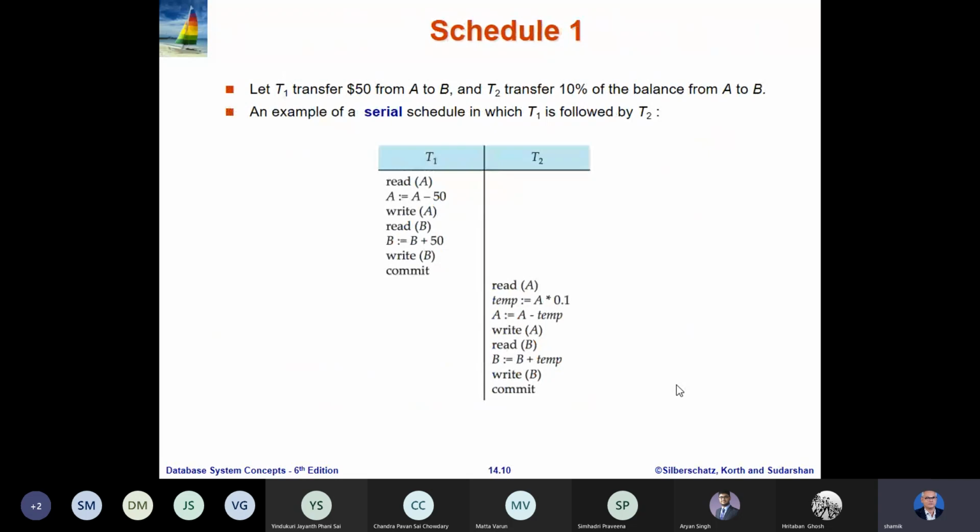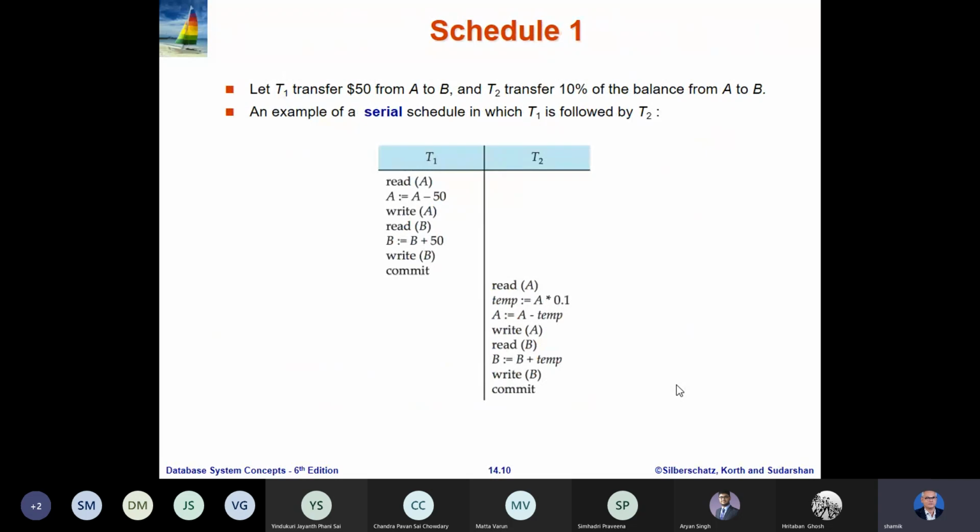Now let us take a look at our particular schedule. So what is meant by schedule? As I said, it is a collection of transactions. We have two transactions T1 and T2 here. T1 reads these things, and as you can see, it moves 50 from A to B, and T2 computes a fixed percentage, 0.1.